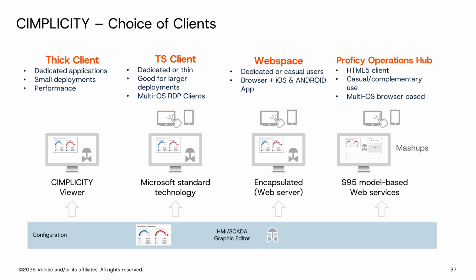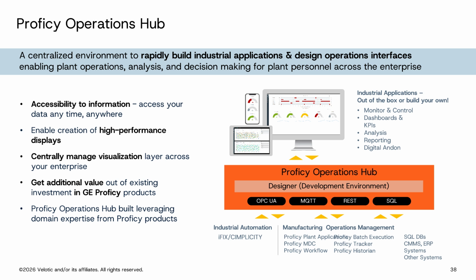Finally, Proficy Operations Hub is our latest addition to the thin client HMI family, which allows you to build native web pages based on multiple sources feeding into a web page designer that you can then view from any browser from a central HMI server.